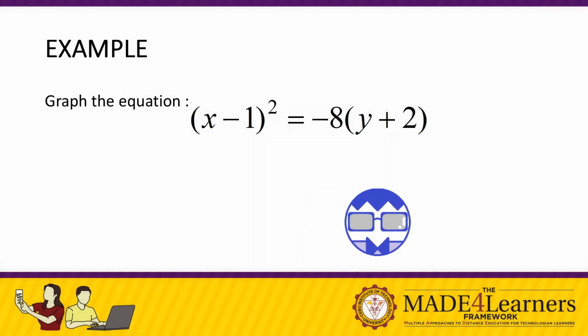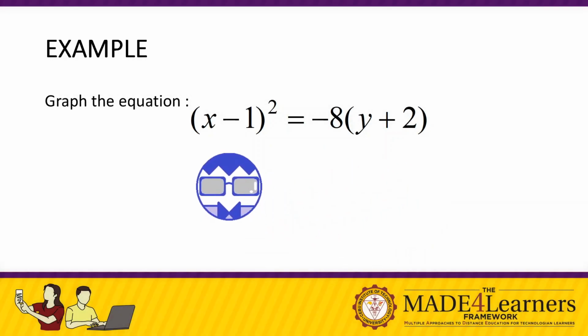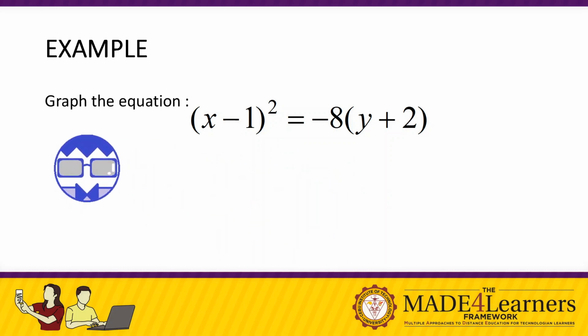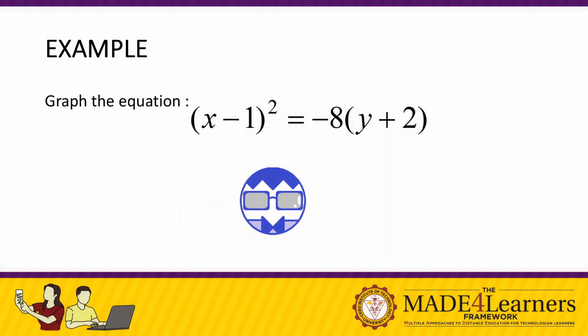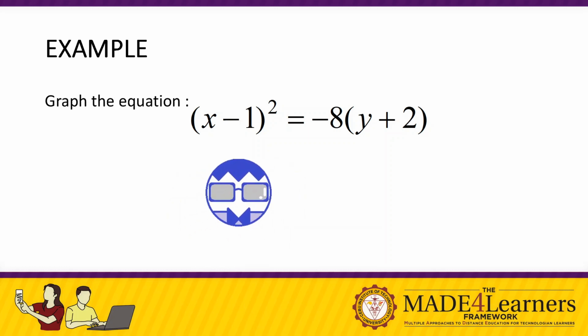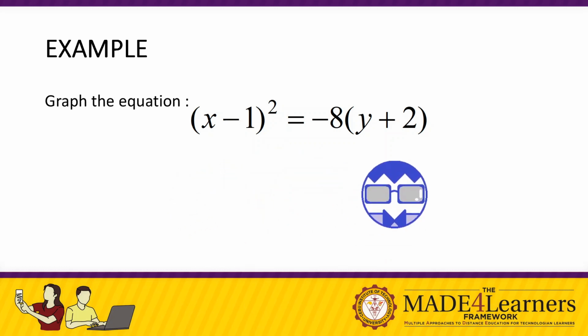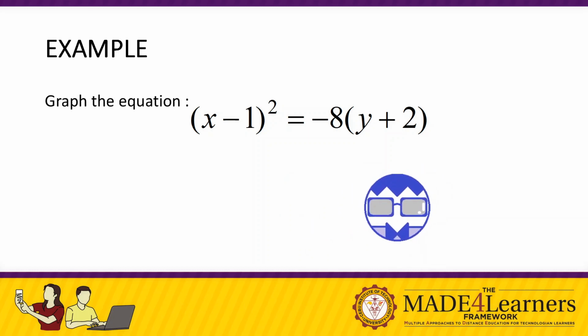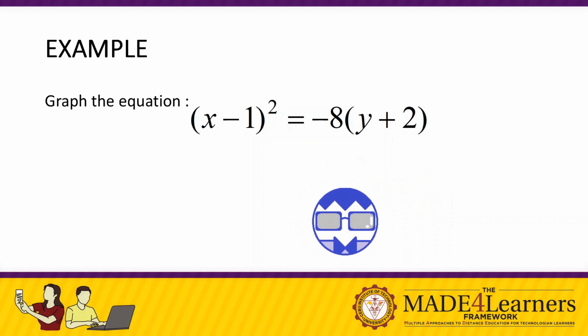Okay, so let's have example number 2 for this video. Graph the equation of the quantity of x minus 1 squared equals negative 8 times the quantity of y plus 2. Okay, so let's go to the whiteboard.